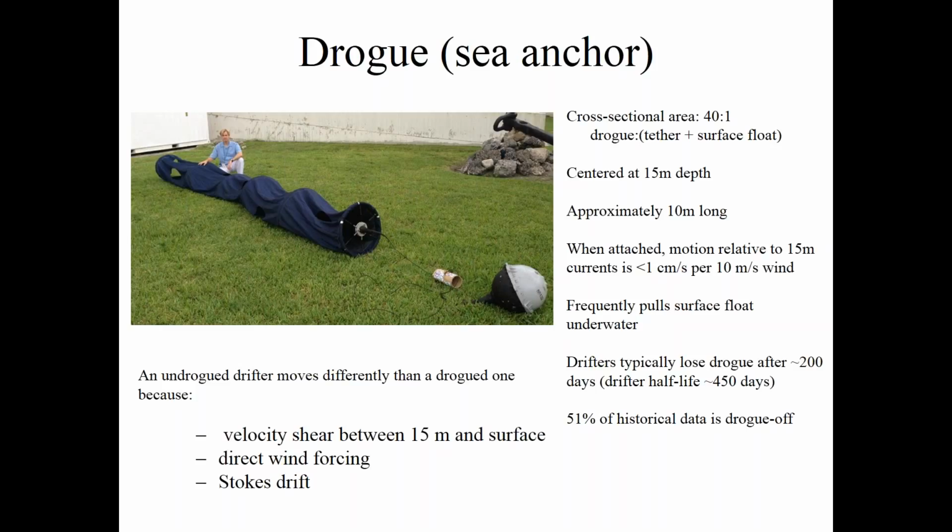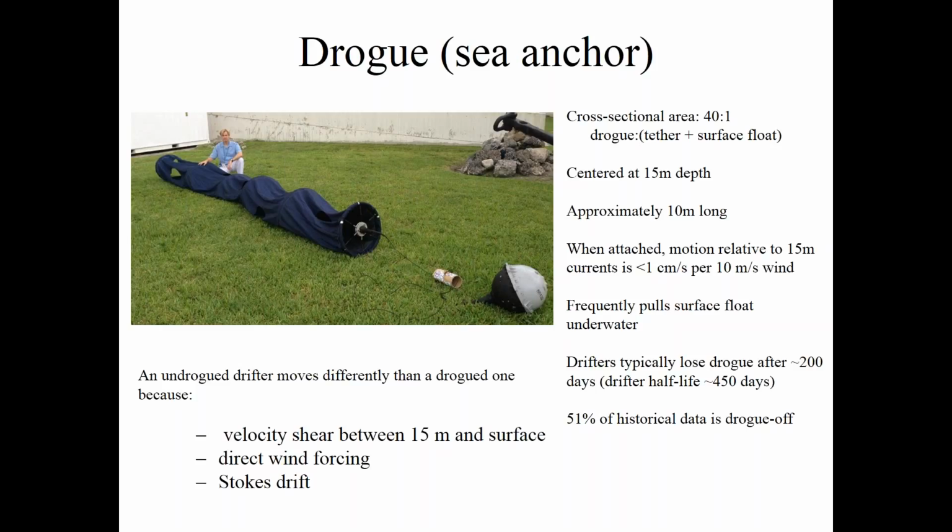When the drogue is attached, the surface float actually gets pulled underwater very frequently. It spends more time underwater than floating at the surface. We know this from satellite fixes, and we used to also have submergence sensors attached to the instrument. So when it's lost the drogue, it's much more buoyant. And that sphere is floating up at the surface and being blown directly by the wind as well.